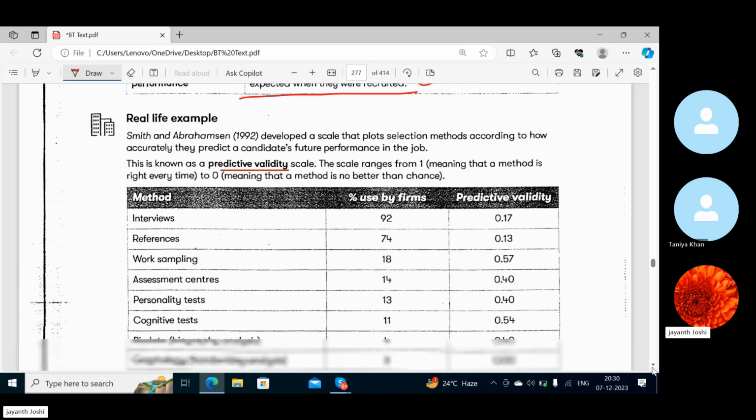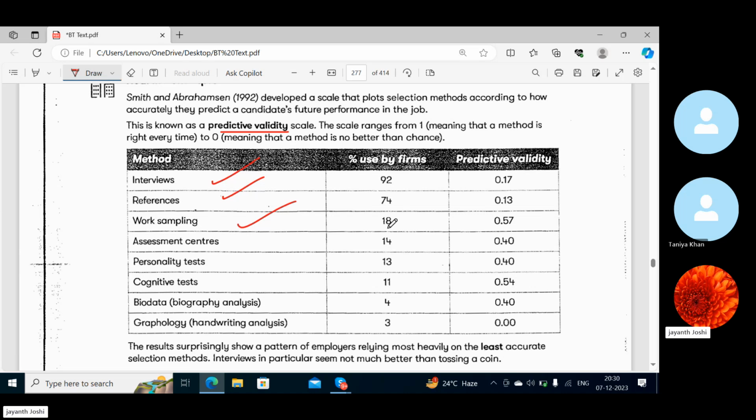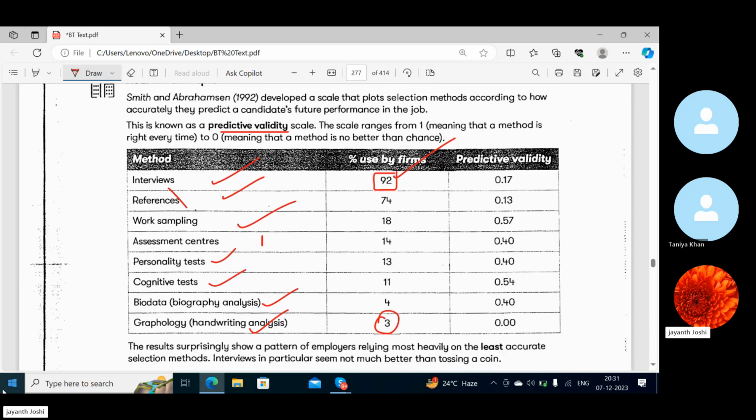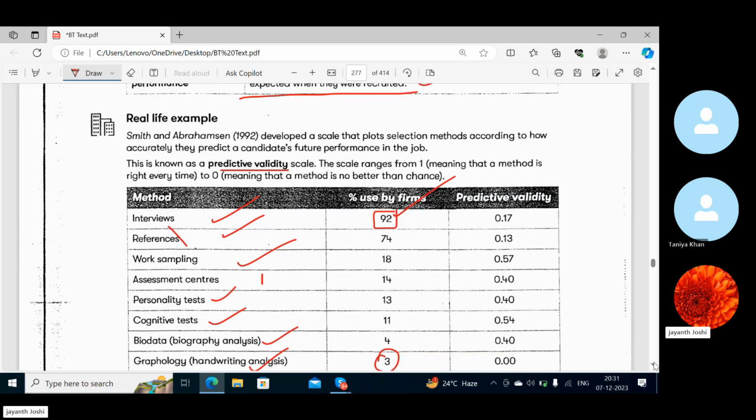So these are the methods: interviews, references, work sampling, collecting samples of how the people have worked previously, assessment centers, personality tests, cognitive tests, biodata, biography analysis, and graphology, handwriting analysis. So the scale of predictive validity is given here. You can see that 92% of firms use interviews, and the least used is handwriting analysis. You can't take people based upon their handwriting, right? That can be a very stupid way of assessing someone, because that can be one skill or attribute, but we have to see various skills in a person.